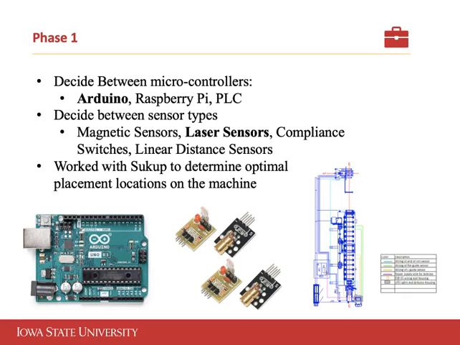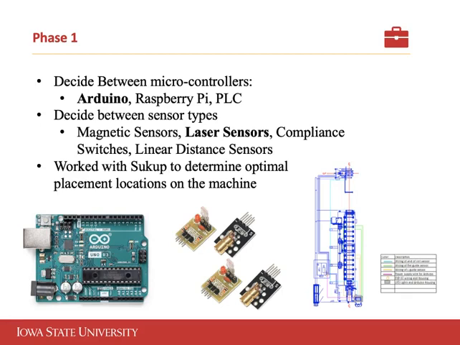Between a PLC and Arduino, PLCs have longer lasting components. However, they're definitely more expensive, by an order of magnitude on average, for any individual part. And so we saw that prototyping with the Arduino system would work out the best in terms of figuring out which kinds of sensors to use, and then finally recommending a PLC system for the long-term solution after we finish the project. So once we decided on Arduino, we started looking at different types of sensors that we could use, which included magnetic sensors, laser sensors, compliance switches, and linear distance sensors.